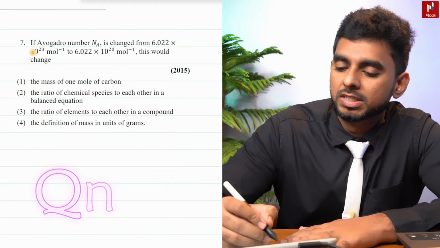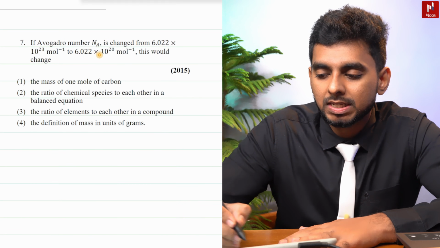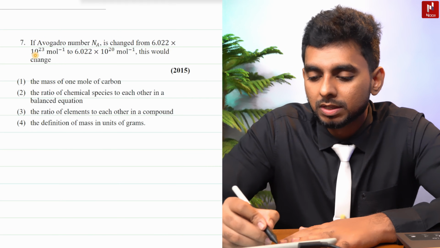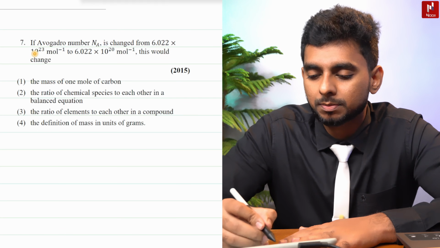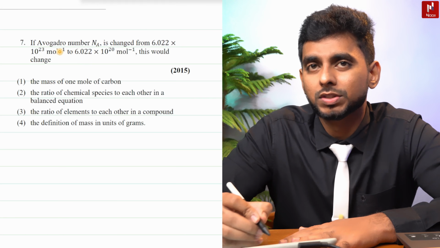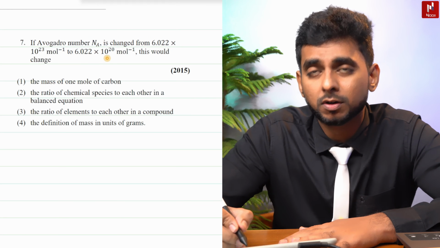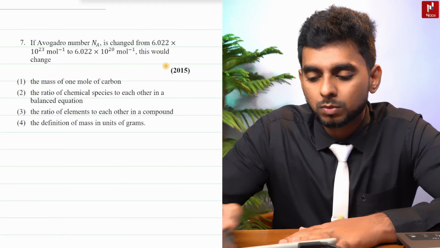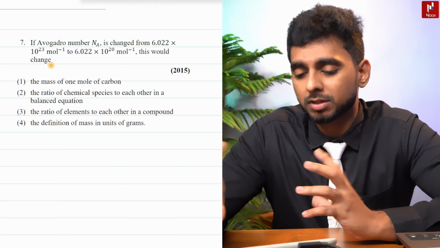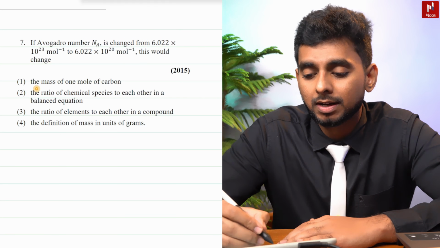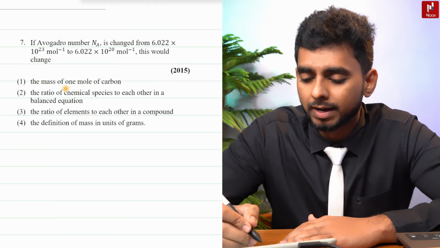Next question is a logic based one. Let me read it. If Avogadro number Na is changed from 6.022 into 10 power 23, right? So this is what I have found, which is 6.023 into 10 power 23, okay? I'm going to change this Avogadro number to some other number, which is 6.022 into 10 power 20 per mole. So if I arbitrarily change the 6.022 into 10 power 23 to 10 power 20, then which of the options is going to change? That's what I need to get.